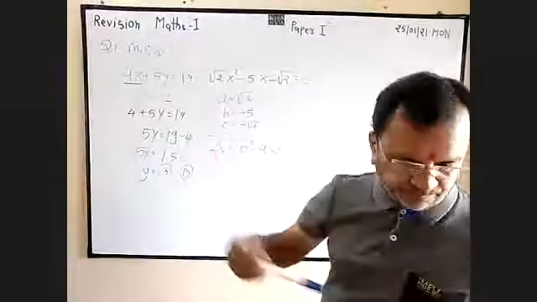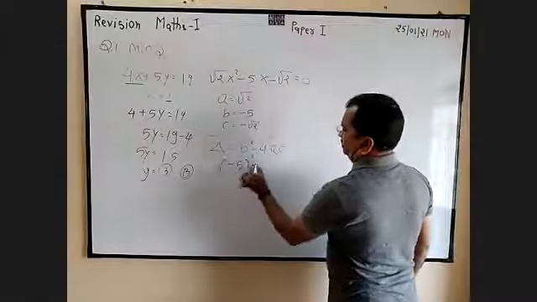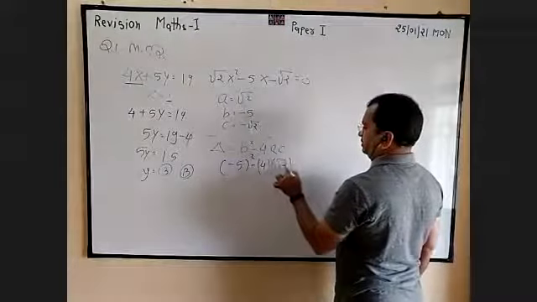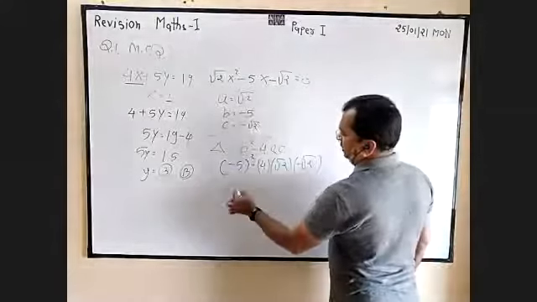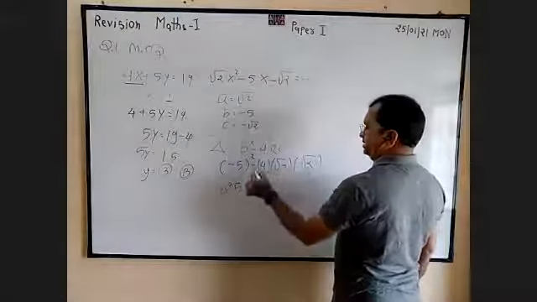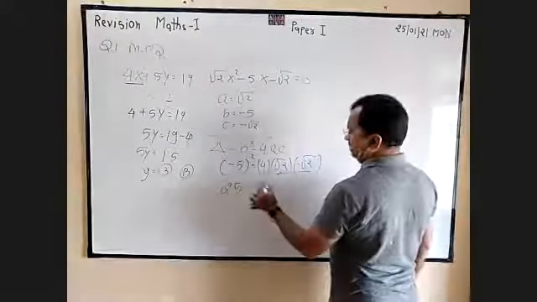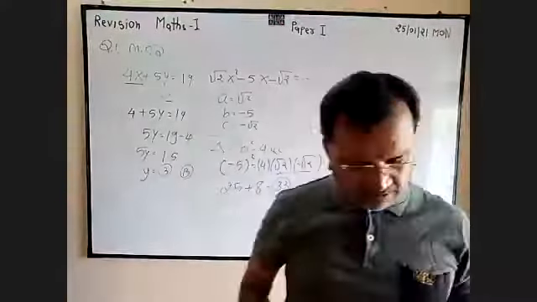So B square, minus 5 square, minus 4 A C. 5 5s are 25, minus minus plus, root 2 into root 2 into 4 is 8.